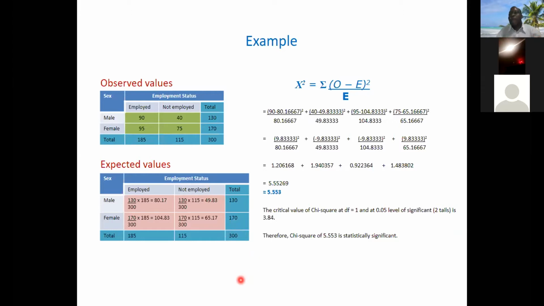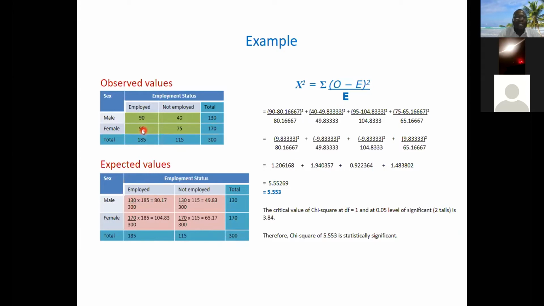So the intelligent people now say, look at the way we calculate the expected value. If you don't want to stress your brain, just say row total times column total divided by grand total. Grand total is the total at the corner. For this cell that has 19, what is the expected value? Just say 130, which is the row total, times the column total, 185, divided by the grand total.